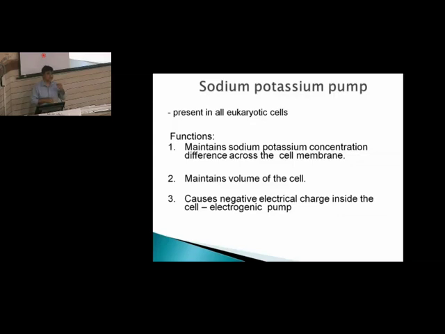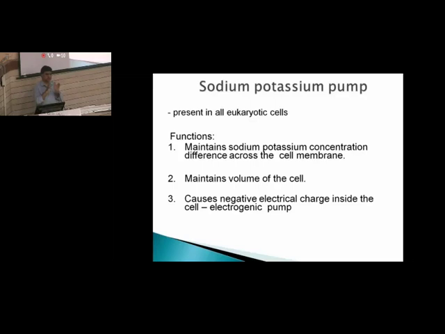And third, it causes negativity. It maintains the electronegativity, because the RMP of any cell is usually negative. For example, a skeletal muscle cell has minus 90 millivolts, and a nerve cell may be minus 70 millivolts. So the resting membrane potential at rest inside of the cell is negative as compared to outside. So at rest, a cell has to be electronegative. This pump helps in maintaining this electronegativity.